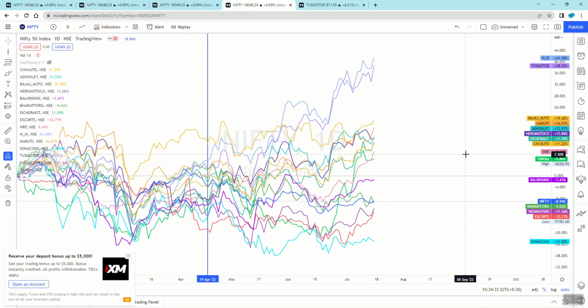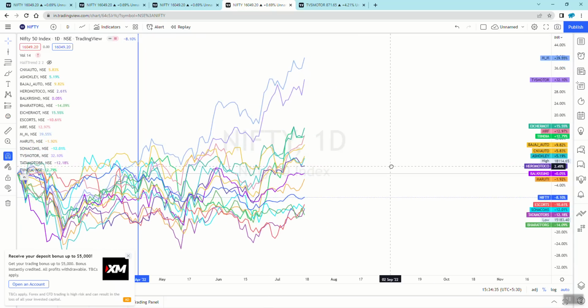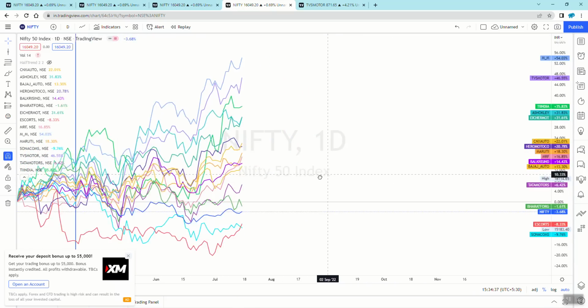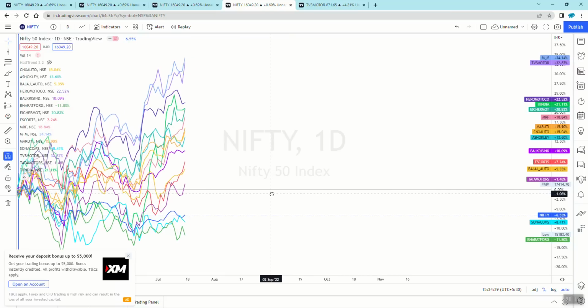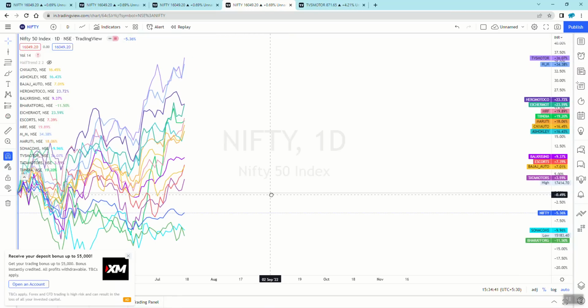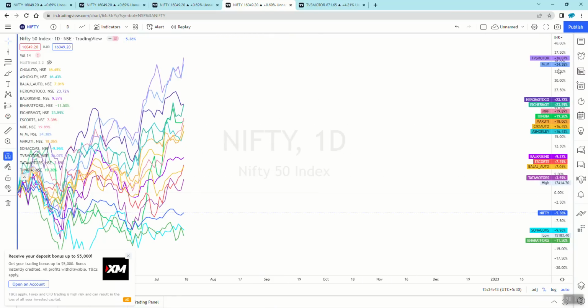So I'm just trying to move this to April 19th. Then let's see what the movement is since then. From April 19th, there is a movement of 34 percent in M&M and 36 percent in TVS Motors. So despite a huge fall, you can still manage to identify such returns, from the months of April, May, and June.